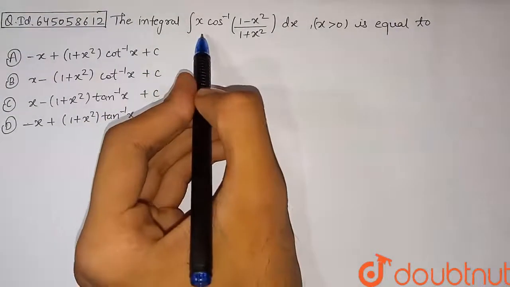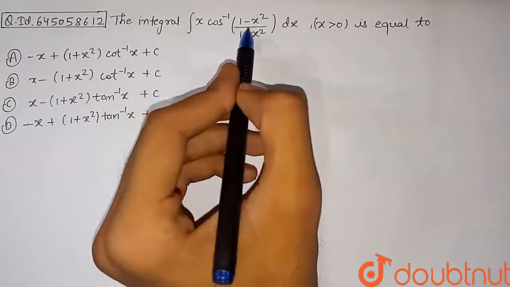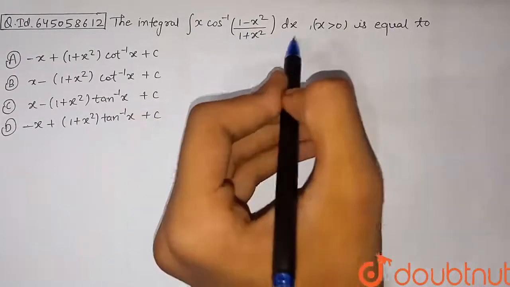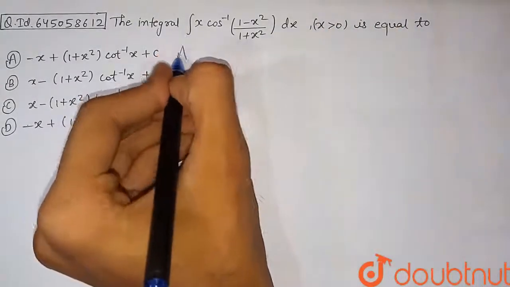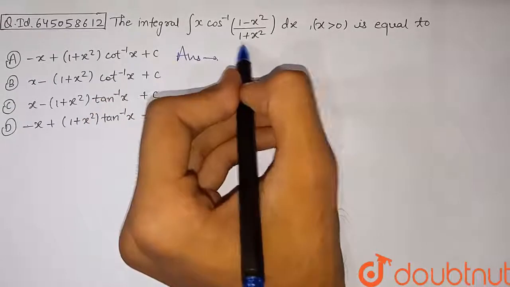Hello students, let's discuss the question. The integral of x cos inverse of (1 minus x square upon 1 plus x square) dx, where x is greater than 0, is equal to. So let's begin with the solution of this question. First we will simplify this function.